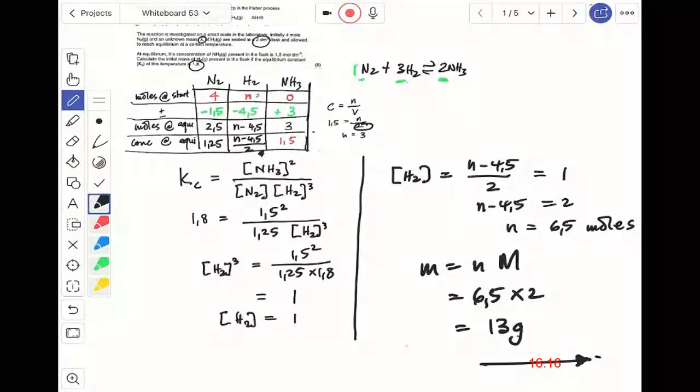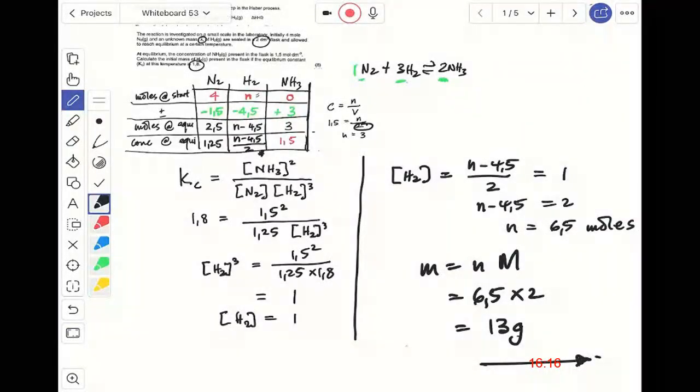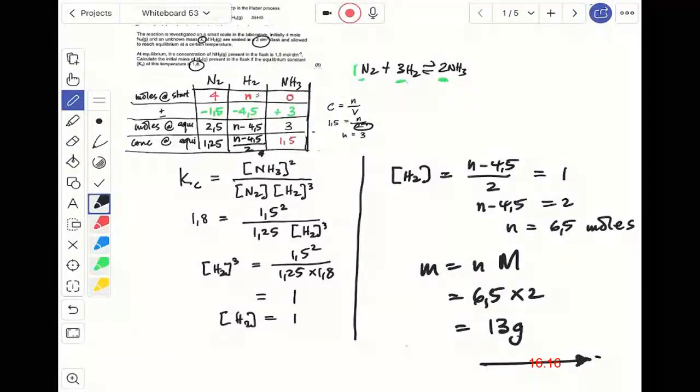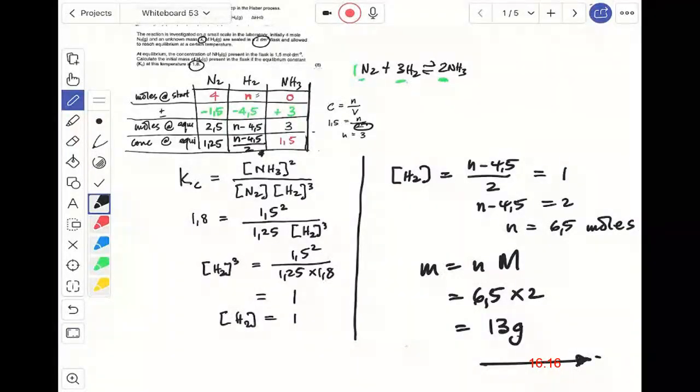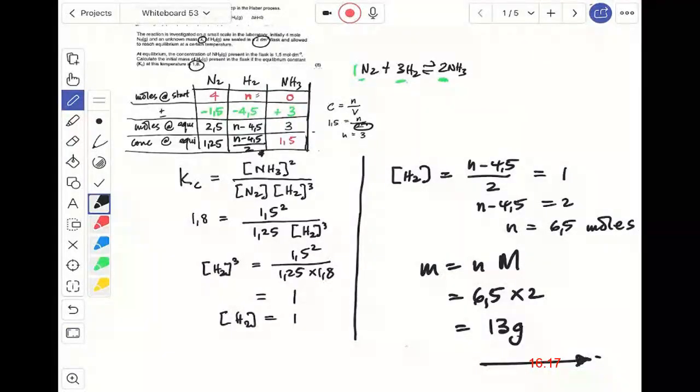Right. So there's another problem on the next page, and you can try that problem yourself, and you can ask your teacher to do it with you. So I've shown you two very basic or standard Kc calculations that came directly out of examinations. All these questions come out of past examination papers. And then I've shown you a rather more complicated one where we had to do it in reverse.